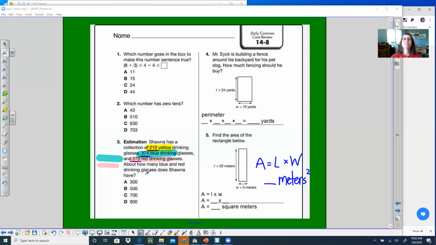Okay, number 4, Mr. Eek is building a fence around his backyard for his pet dog. How much fencing should he buy? So this is a perimeter problem. So we have 24, 10, 24, and 10.